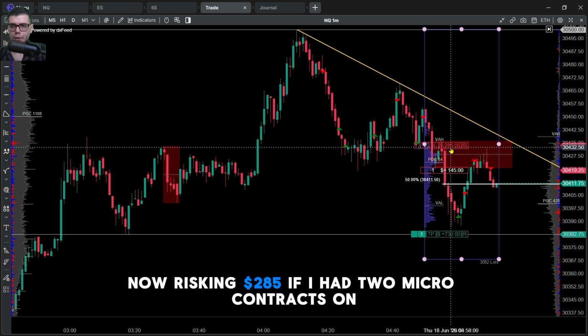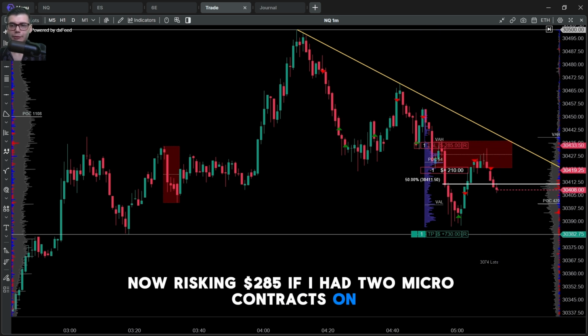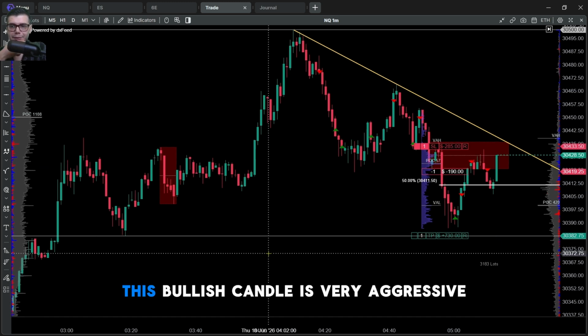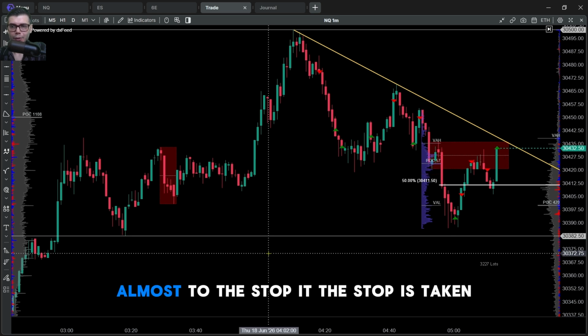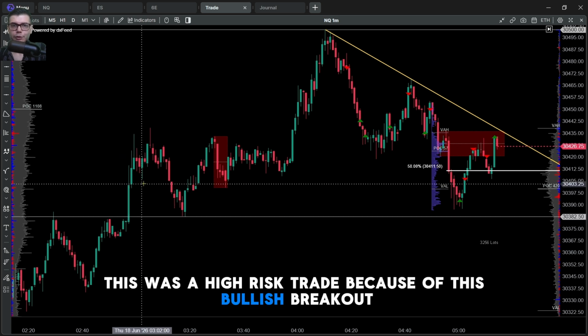Now risking $285. If I had 2 micro contracts on, I would close 1 micro at the point of control of the day right here. This bullish candle is very aggressive. Back to the mean threshold, almost to the stop. The stop is taken. This was a high risk trade because of this bullish breakout.